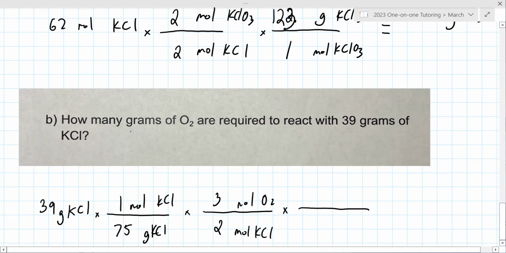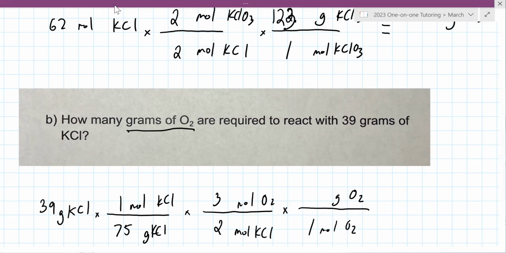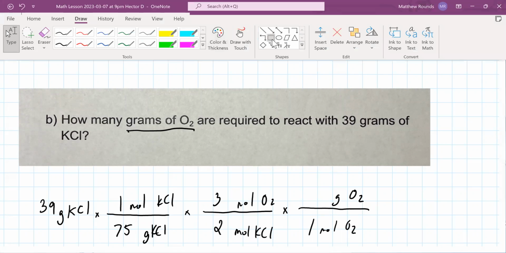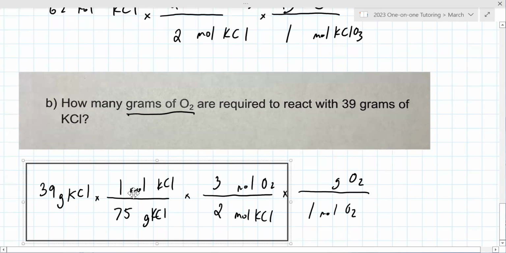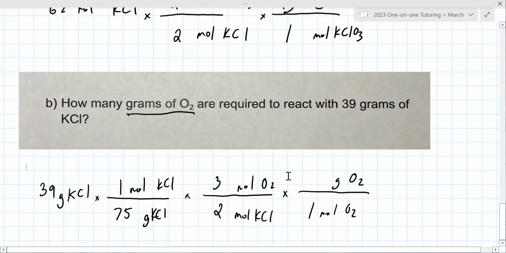But we need grams. Yeah, we need grams of O2. So we've got to keep going. That's where you're asking, does it always go 1 mole O2 on the bottom? Yeah. Grams of O2 goes on the top. But if it was asking for moles of O2, we would still multiply the whole equation, right? If it asked for moles of O2, you would stop with what's in the box. You just do what's in the box. But because it asked for grams, you have to keep going.